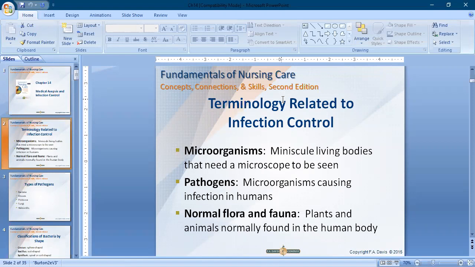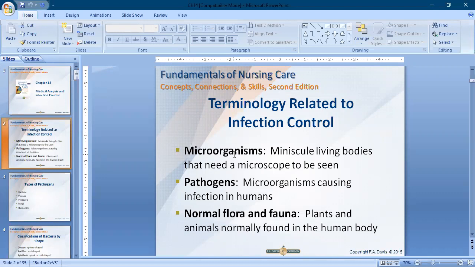And as I said before, to go inside this chapter, you have to know some terminology related to infection control. First of all, microorganism. What is a microorganism? This is the microorganism, the microscopic organism that causes disease.